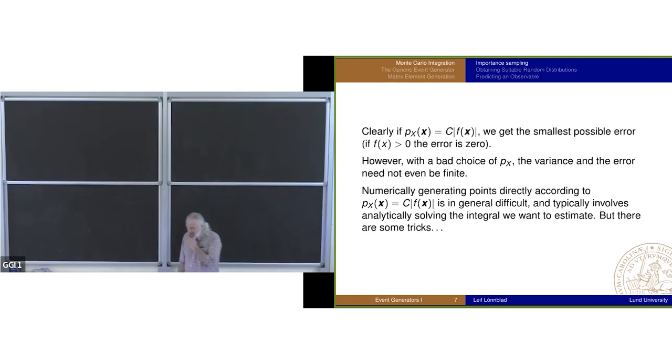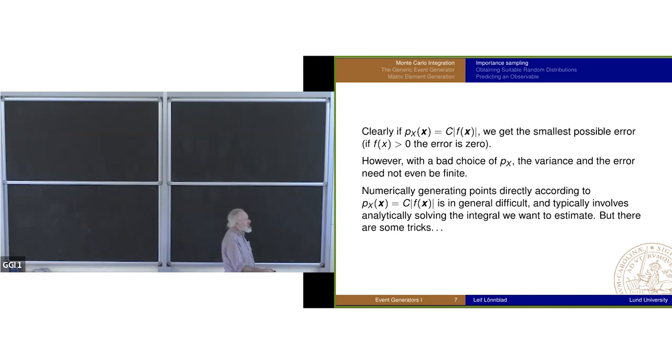So if we can get random numbers according to a distribution proportional to what we're trying to measure, then of course we would be very happy, because then we have a variance of zero, because the ratio is always constant, and we will get a perfect result. We just have to throw one number and we get the right answer, right? More or less. This is not always the case. This F is not always positive. So if it's randomly up and down, you get a bad convergence with this, but never mind.